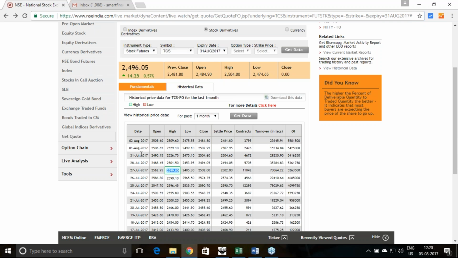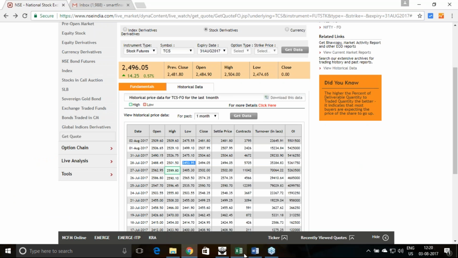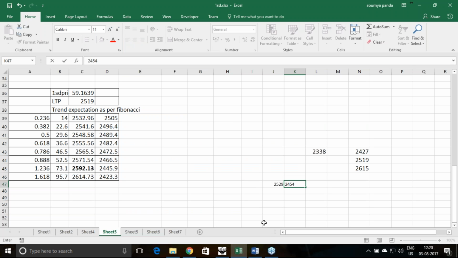From 28th July to 2nd August, these are the price points I am getting. If I take the high, 2529 is the high. If I consider the lows, I have gone to 2453 or 54. So I am getting two values. Once again I will repeat: 2529 and 2454. 2529 is the high post 27th July, and 2454 is the low. These are the values I got.